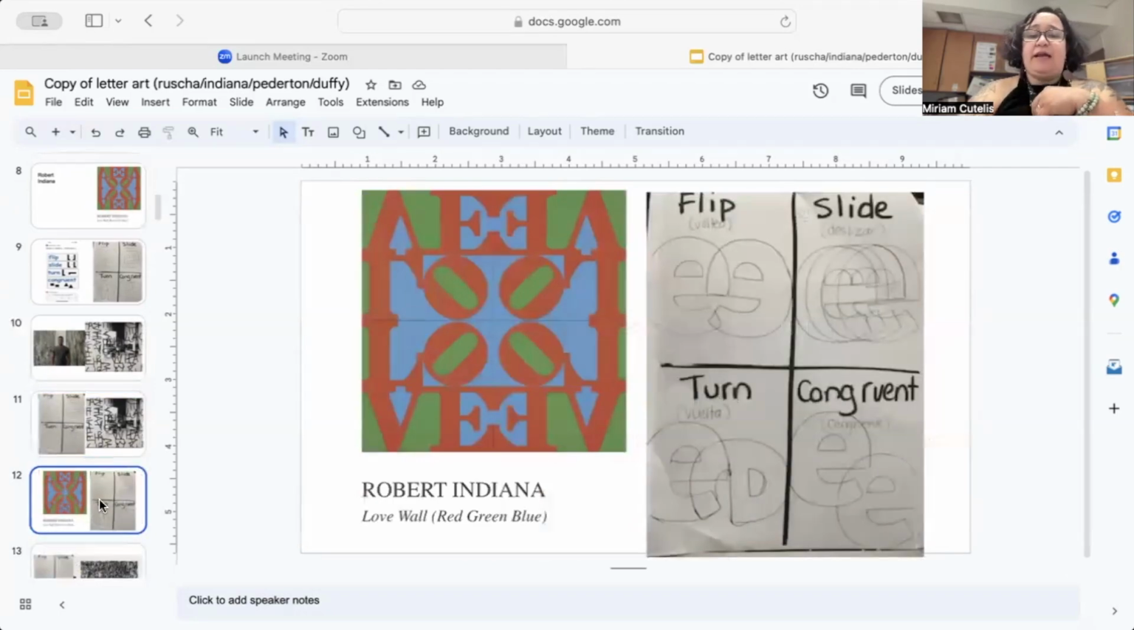Let's look at the work of Robert Indiana. This one is called Love Wall. And can you try to figure out by looking at his work, which one of these concepts he used in his work? Did he flip the letters? Did he slide the letters? Did he turn them? Or are they congruent? In looking at the work, I can tell right away that he flipped the letter E. See this one? And then there's a mirror image. The letter V and O, he flipped them. He also turned them. Some of these letters are turned.